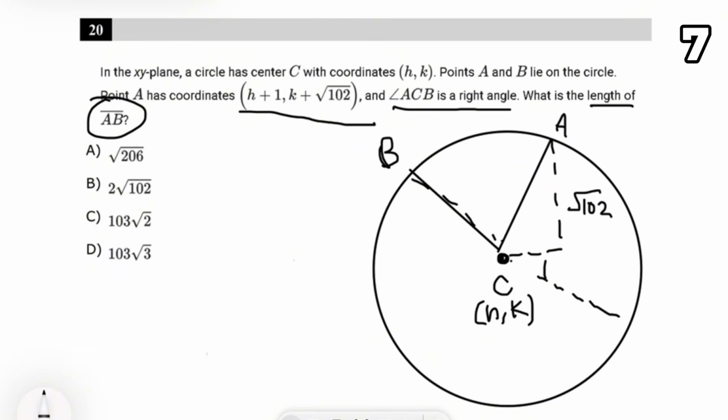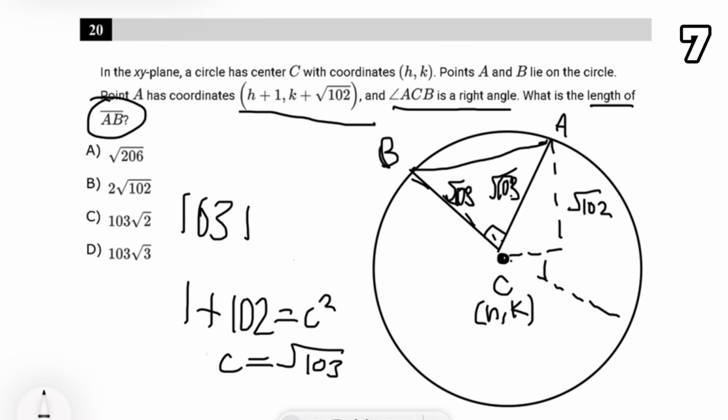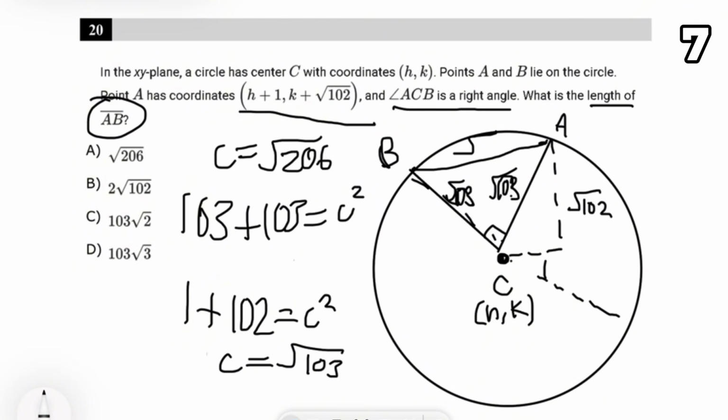Now, how do we find the length of line AB? First, we need to find the radius. We can use the small triangle we drew with sides 1 and root 102, and use the Pythagorean theorem to figure out the hypotenuse of the small triangle, and we get that it's equal to root 103. We know that both sides are going to be the same because it makes a right angle, so both of our sides are going to be root 103. Now if we do the Pythagorean theorem again, we can find the length of line AB, which is equal to root 206, which is our answer.